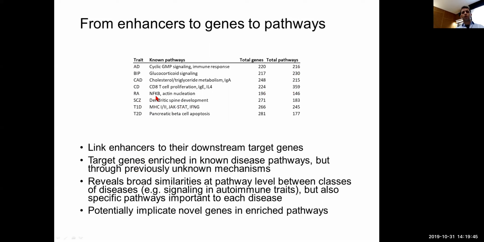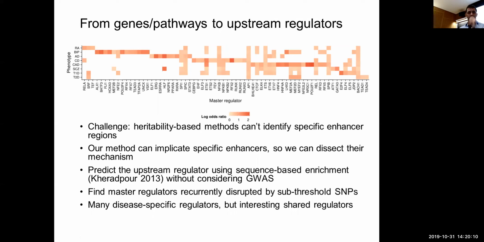For rheumatoid arthritis, it's the NF-kappa-B pathway. For Crohn's disease, it's T-cell proliferation. For coronary artery disease, it's cholesterol metabolism and triglyceride metabolism. For each of these traits, you can see a lot of relevant pathways that continue to be implicated. And these implicate many, many novel genes in those enriched pathways.